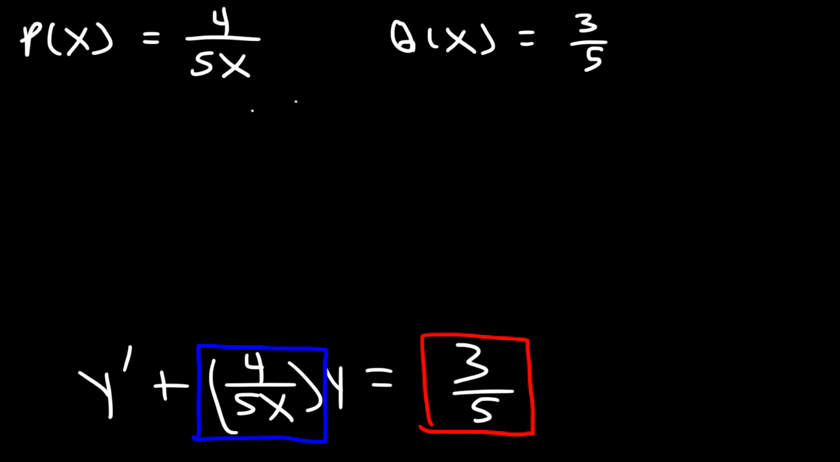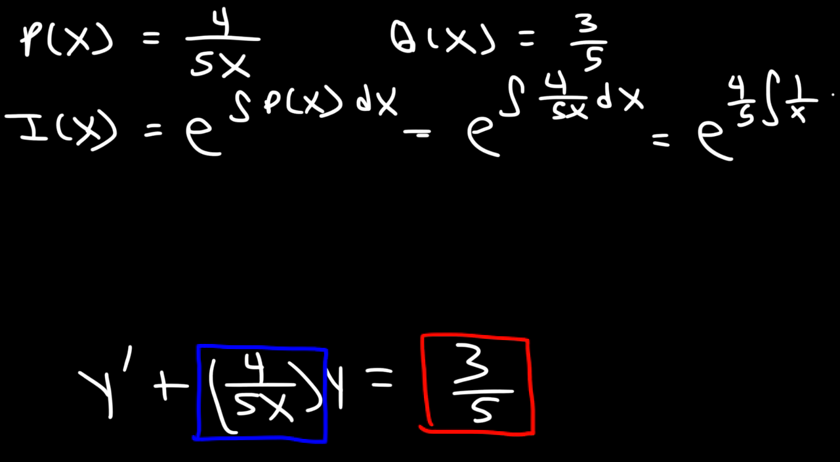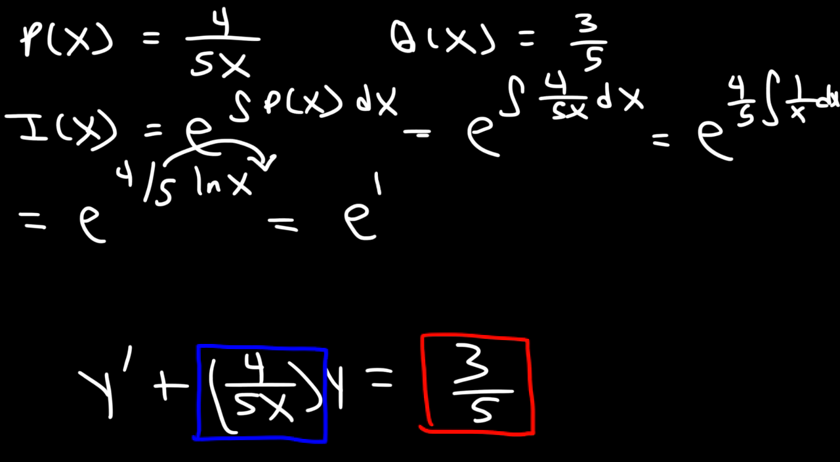So now let's determine the integrating factor. So that's going to be e raised to the integral of p of x dx. And so p of x is 4 over 5x. So let's move the constant to the front of the integral. And so we need to integrate 1 over x dx, which we know is going to be the natural log of x. And so now we need to move the 4 over 5 to the exponent of x. So this is going to be e raised to the ln x to the 4 over 5 power.